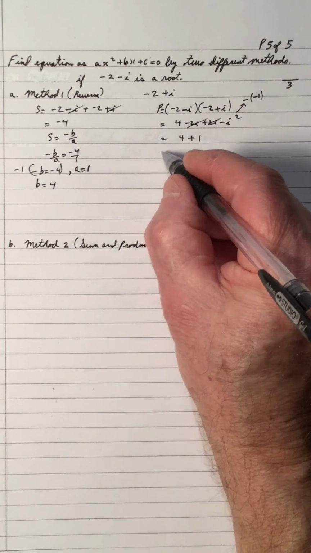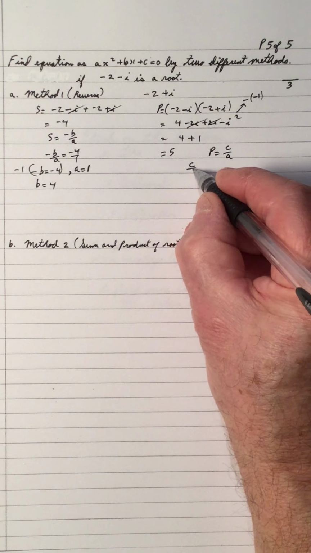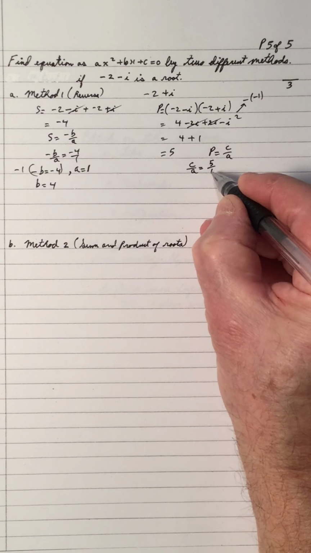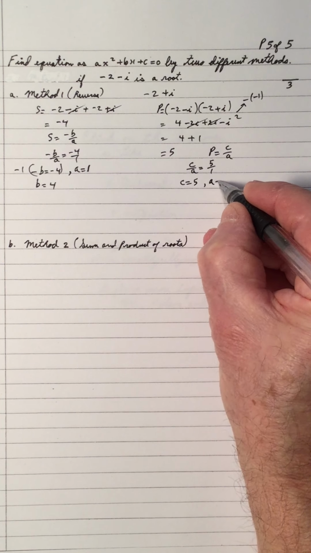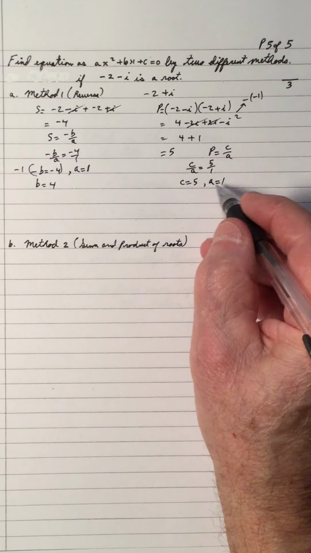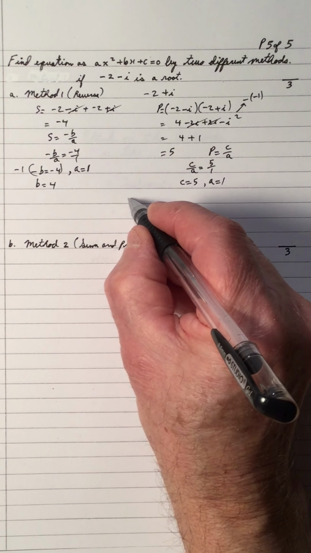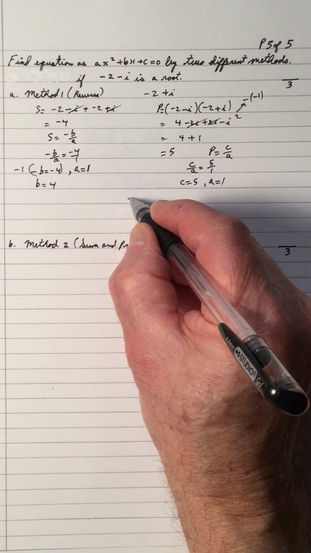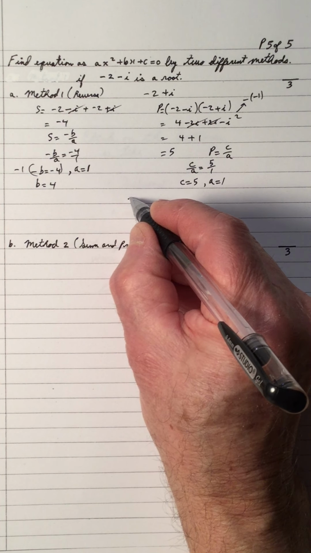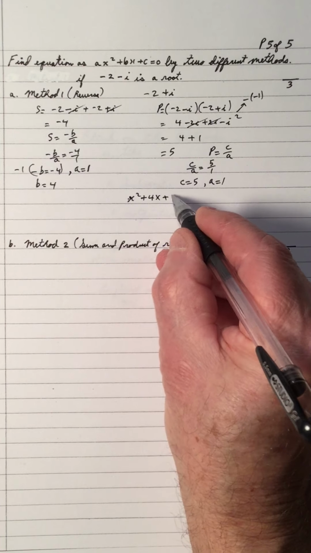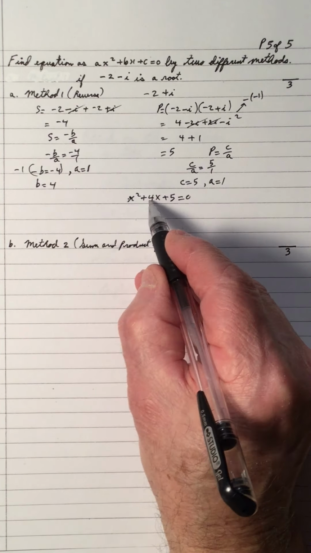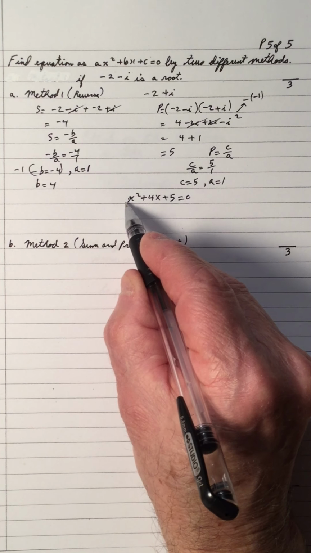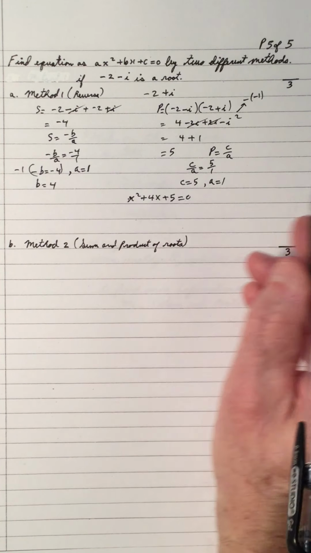So the product of the roots is c over a. Therefore, c over a is 5 over 1. So c is 5 and a is 1. And a is 1, perfect each time. So we get ax squared plus bx plus c. So a is 1, so we get x squared. b is 4. c is 5. And that's the quadratic equation. ax squared plus bx plus c. a is 1. There's the 1. b is 4. c is 5.